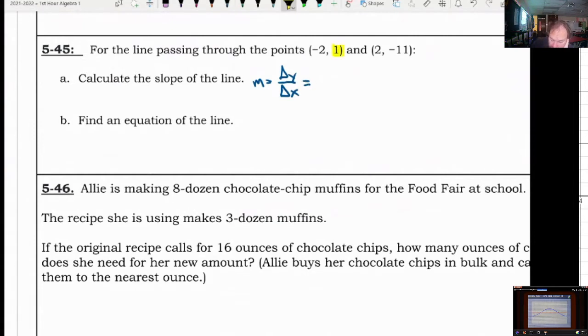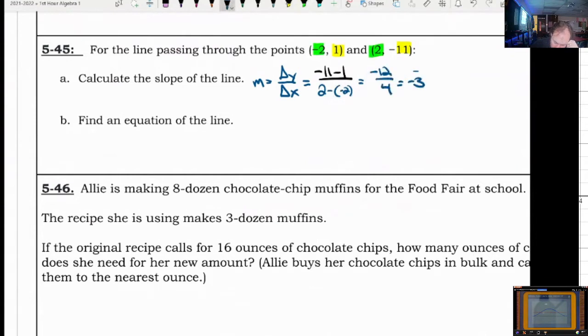Now, we usually find that by doing subtraction. I'm going to do -11 minus 1 on the top, and I'm going to do 2 minus -2 on the bottom. Just be careful about the order here. Remember that if you do -11 minus 1, you have to do 2 minus -2. So this is -12 over 4, which is -3. That is the slope. And then we have to find the equation of the line.